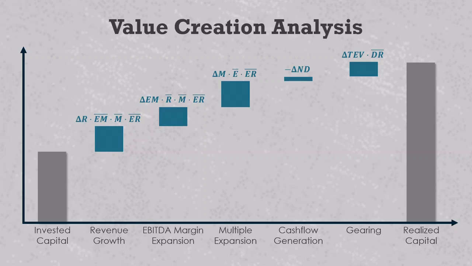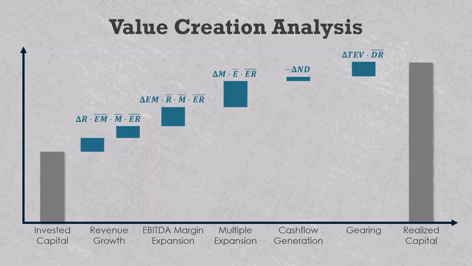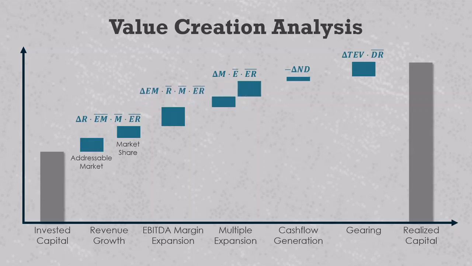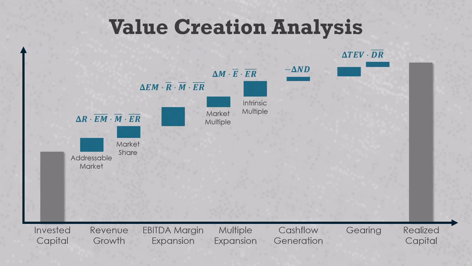Now, if we have a sense for changes in the company's addressable market, we can break revenue growth into addressable market growth and market share growth. If we have a sense for prevailing market multiples, we could break multiple expansion into market multiple expansion and intrinsic multiple expansion. And if we have an opinion about what the appropriate leverage level would be for a company in the sector, we can break gearing into sector gearing and excess gearing.